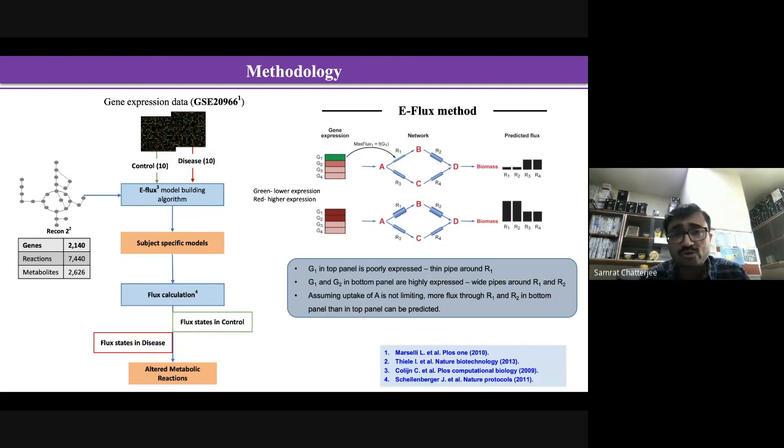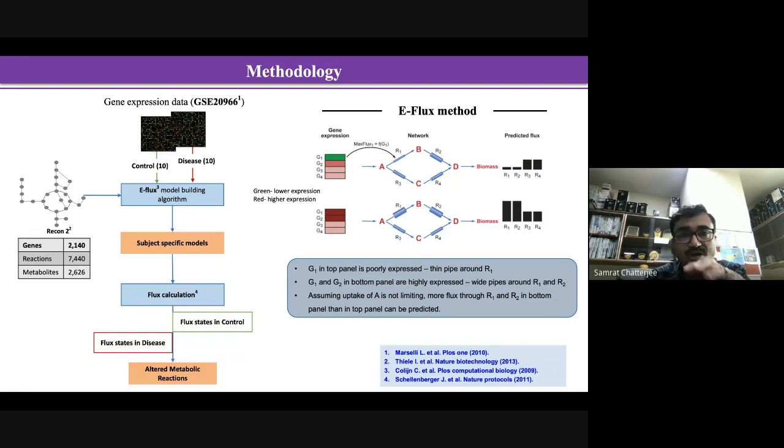In our problem, we used the gene expression data of 10 control and 10 disease samples. Then we used a flux method to build the model. And then we used this GSM model to calculate the flux changes. Flux changes are the reaction changes happening. Then we found what reaction changes happen in diabetic patients that are different from the normal patients. So we found altered metabolic reactions. These are the flux methods we use.